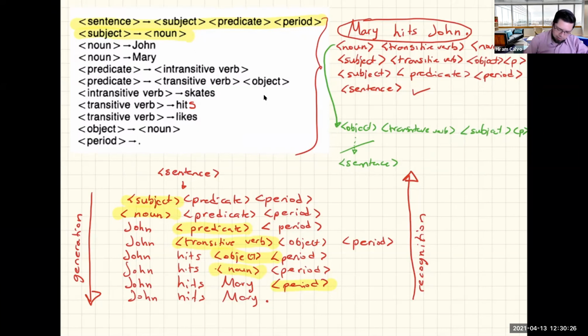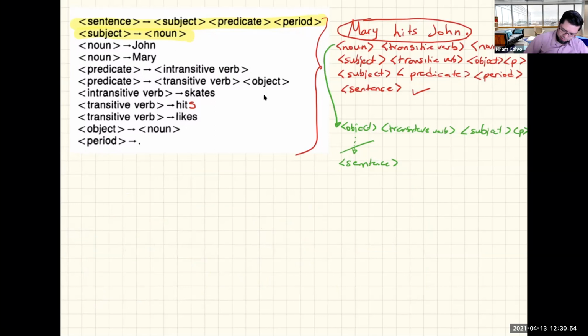Okay, so we have now seen a way of doing generation of sentences or recognition of sentences. And just to be a little bit exhaustive, let's generate the remaining things we can generate with this grammar. I will make this part small so that we have space here.